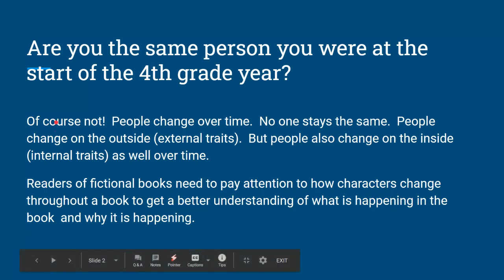Of course not. People change over time. No one stays the same. People change on the outside, and we know that's called external traits. For instance, Mr. Maloney might have a little bit more gray hair right now than he did at the start of the year. But people also change on the inside, and we know that's called internal traits over time.